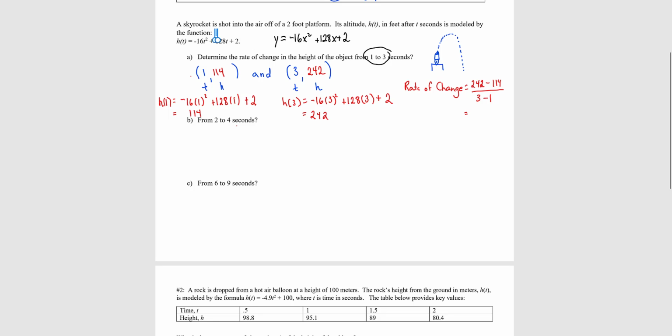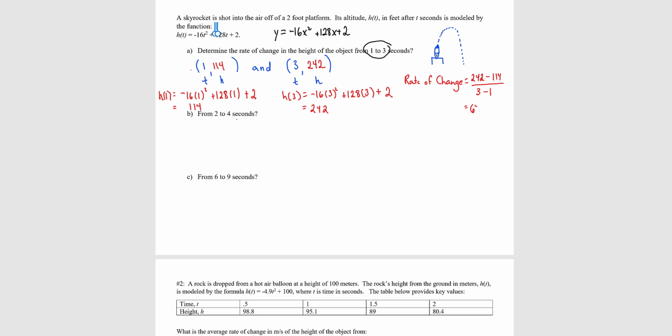So I'm getting 64, so this means the rocket is increasing at 64 feet per second just on that interval. I would encourage you to try letter B. I'll put the answer up here in just a couple seconds.